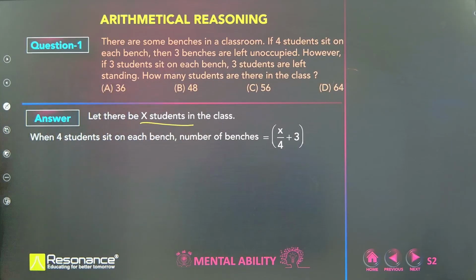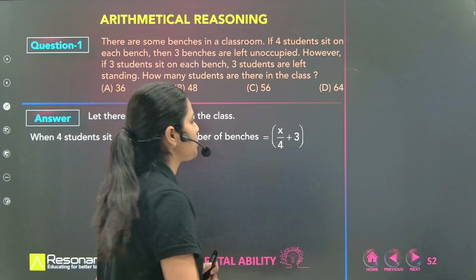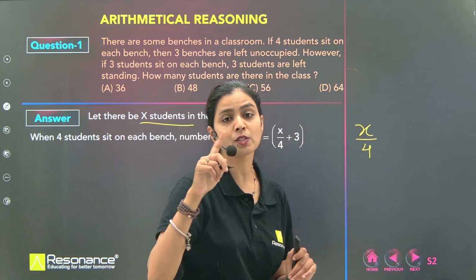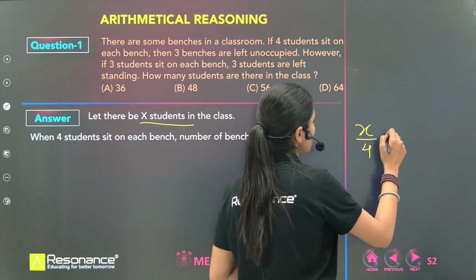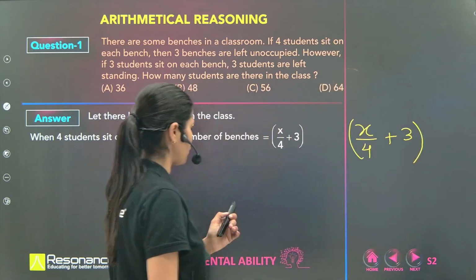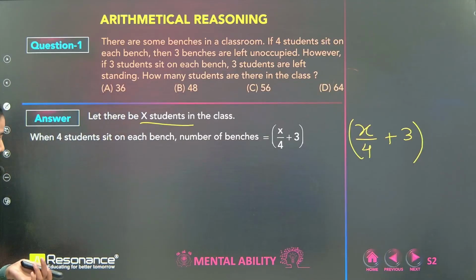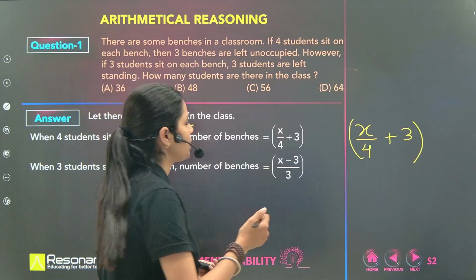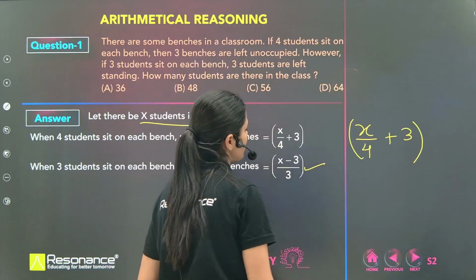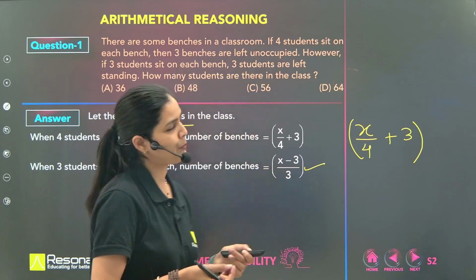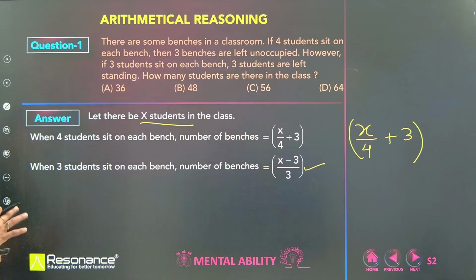Now, when 4 students sit on each bench, the number of benches will be x divided by 4, because on one bench 4 students are sitting, plus the number of benches left out. What is the second condition saying? The second condition says 3 students got left out when there were 3 students sitting on a bench. So we have to subtract, and that will give us the total number of benches.